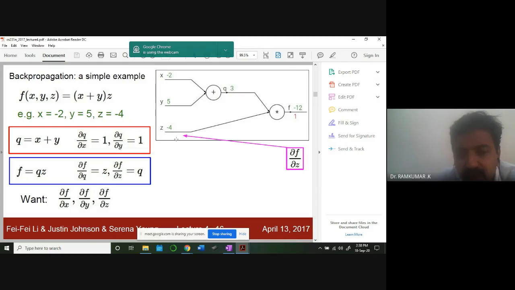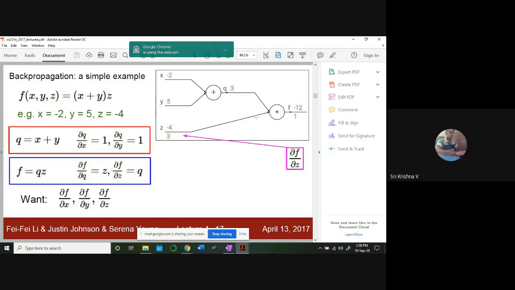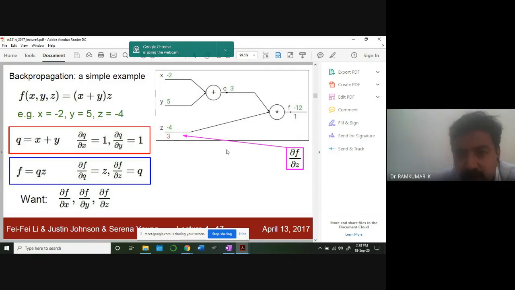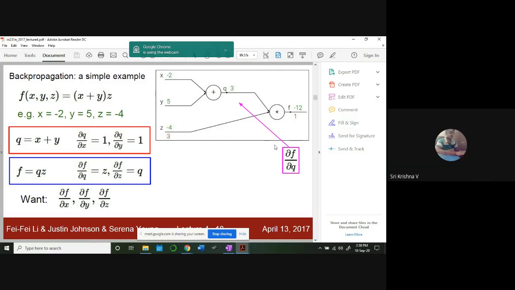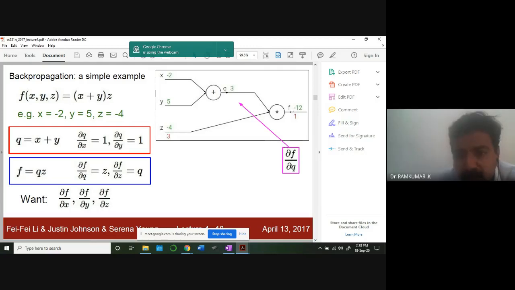Then what do you understand from it? In order to bring about a small change here, to get this minus 12, the corresponding gradient here is 3. So minus 4 into 3, I can get minus 12. For a 1 unit change, that's what this idea is. Now what about this one? Dou f by dou q. It should be minus 4. Then only you can get minus 4.